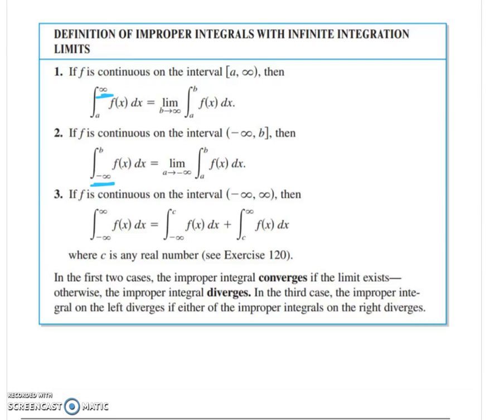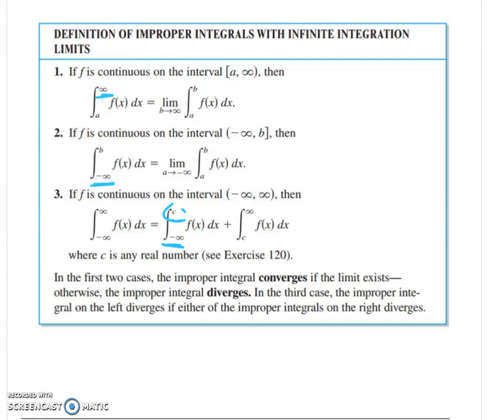Usually we say as b goes to, but you can really use any variable you want to: a, b, c, whatever. The third scenario is, what if both endpoints are negative infinity to positive infinity? Well, if that's the case, then you actually have to split it up into two integrals, one that starts at negative infinity and goes to some value of c.